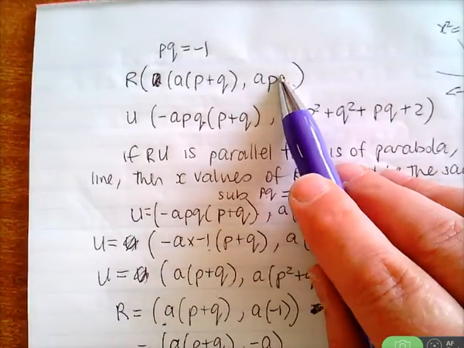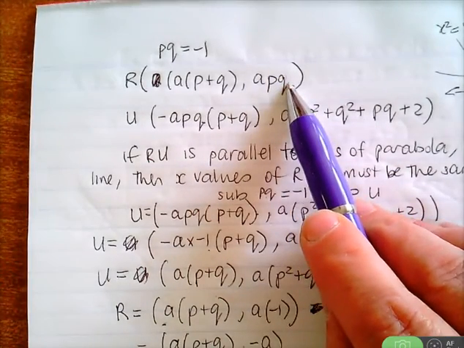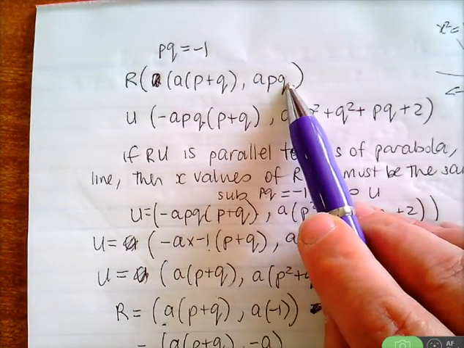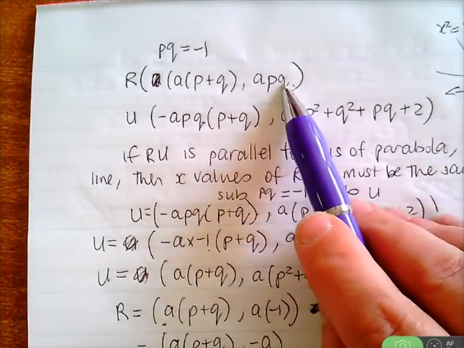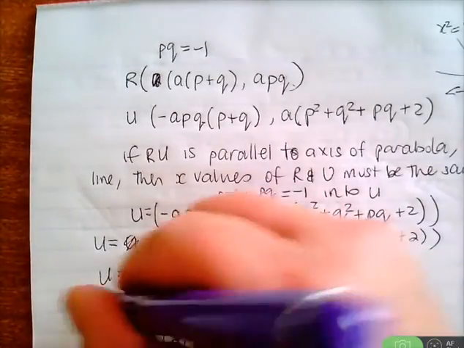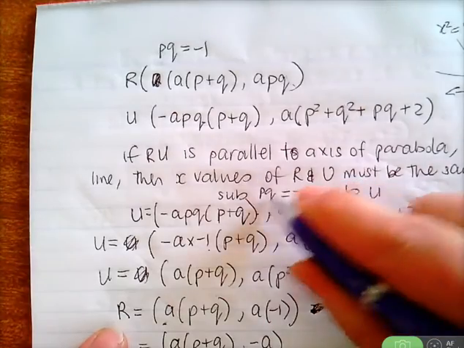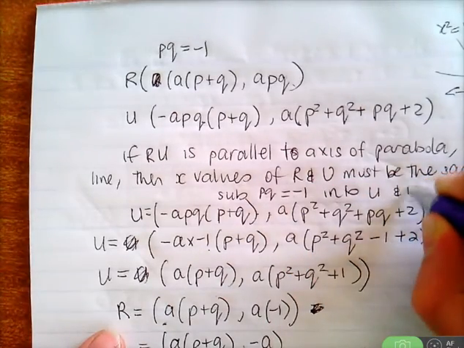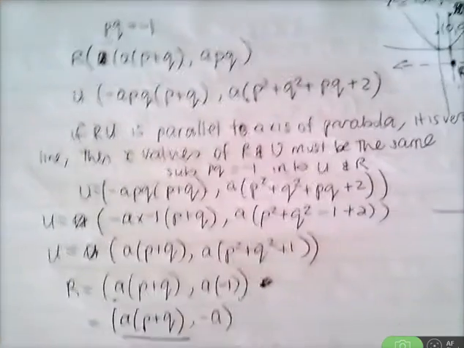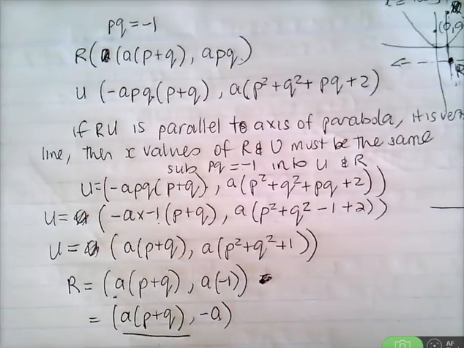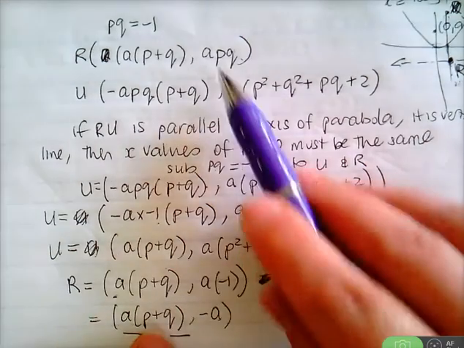It does, because when you substitute PQ is negative 1, you know how we just worked out that PQ was negative 1? You get negative A here, which is what I've just done here. So we've substituted PQ is negative 1 into U and R. It doesn't matter about the Y values for it to be a vertical line. It just depends on the X values. But do you get that now?